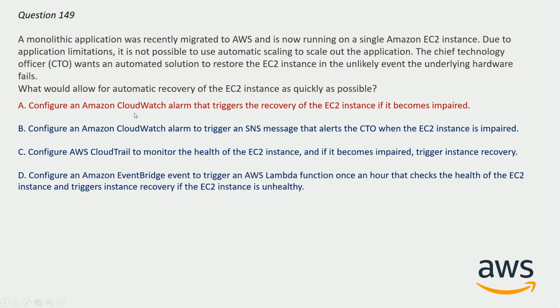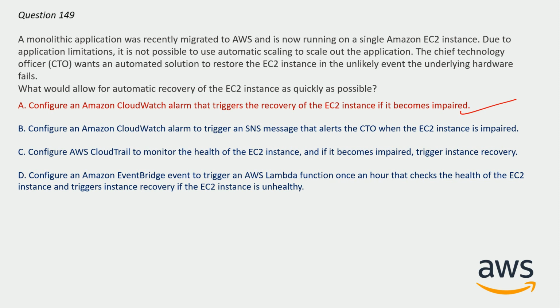Configure an Amazon CloudWatch alarm that triggers the recovery of the EC2 instance if it becomes impaired. And this one is correct here because using CloudWatch alarm actions, you can create alarms that automatically stop, terminate, reboot or recover your EC2 instance. You can use the stop or terminate actions to help yourself save money when you no longer need an instance to be running. You can use the reboot and recover actions to automatically reboot those instances or recover them onto new hardware if a system impairment occurs. So option A is correct here.